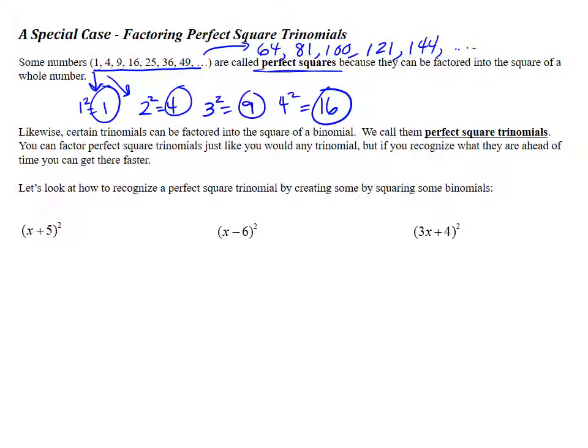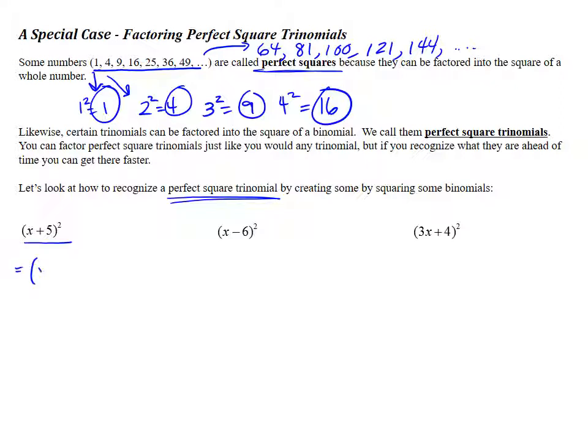Now, to understand how to factor and recognize when you've got a perfect square trinomial, what we want to do is actually square some binomials out and see what it looks like when you have a binomial squared out. What does that trinomial end up looking like? So remember from previous math classes, when you have a binomial squared, like x plus 5 squared, that does not mean you can simply square the x and square the 5.